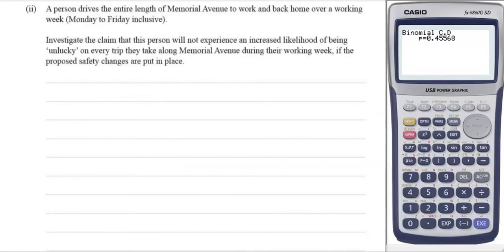Okay, for part 2, there's actually quite a bit in this question. So we've got a person driving the length to work and back home. So I'm just going to highlight these, to work and back, over a week, so Monday to Friday. So that means they're taking 10 trips altogether. We want to investigate the claim that they won't experience any increased likelihood of being unlucky. So we want to compare the chances of being unlucky before and after those safety changes were put in place.